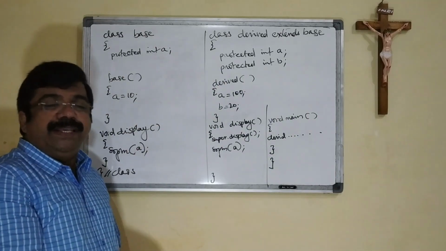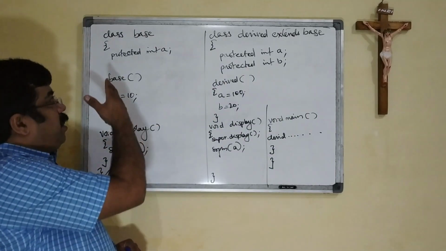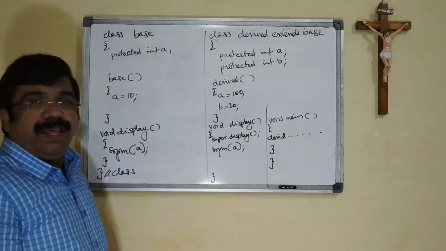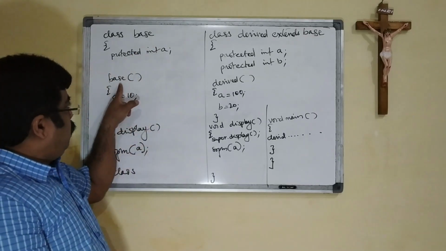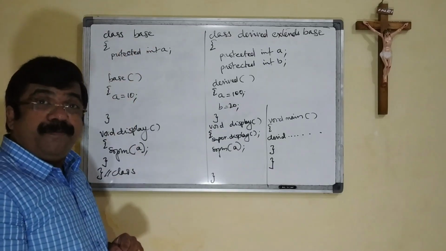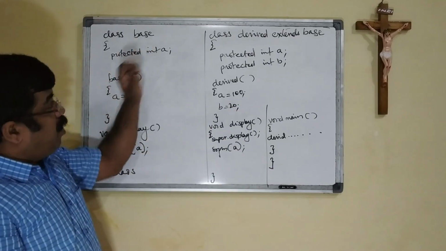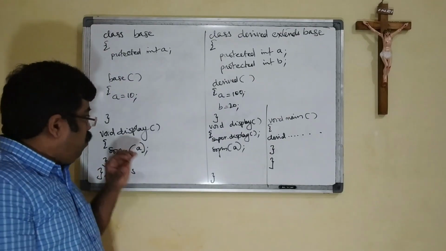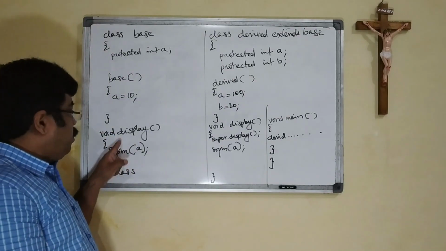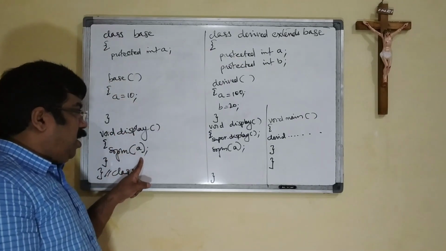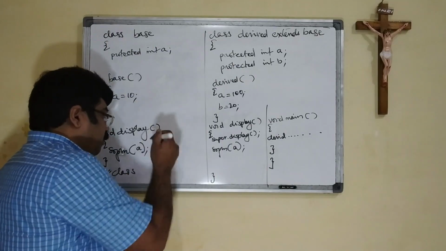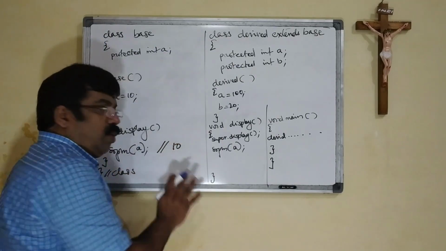Class Base having a data member protected int A. In the base class constructor, A is given the value 10. Now, as you know, when we print the value of A here, what will be printed? 10 will be printed. You know, it's clear.